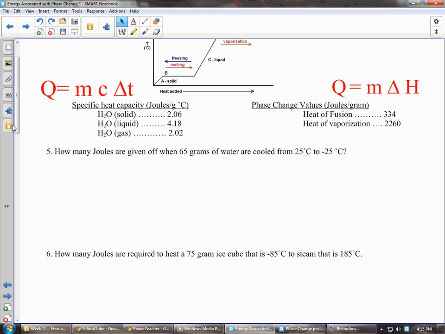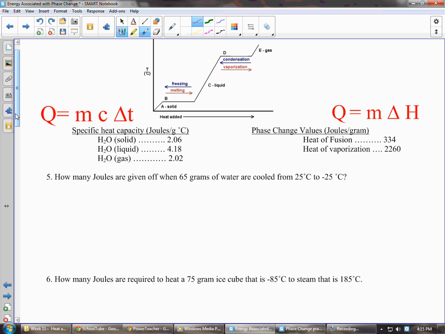How many joules are given off when 65 grams of water are cooled from 25 degrees Celsius to negative 25 degrees Celsius? So what we're looking at here is that we are at 25 degrees Celsius and we would like to be negative 25 degrees Celsius. Now, we know that we cannot just change 50 degrees because, first of all, we cannot have a solid that is above 0, and we cannot have a liquid that is below 0.